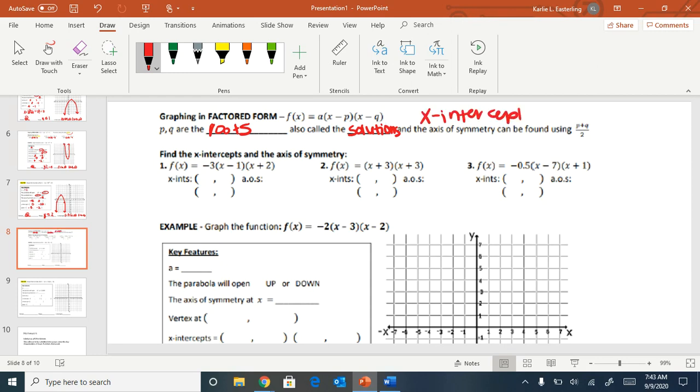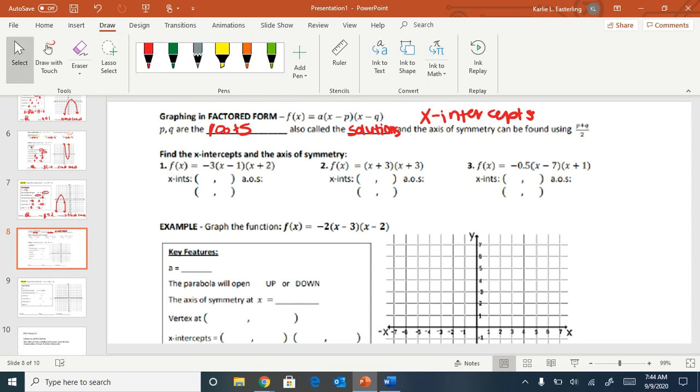So I think I said this in class. I don't remember if I said it on the video last week, but on the ACT, they could ask you for the solutions of an equation. And all they're asking for is the x-intercepts. They could be asking you for the roots. And again, all it is is the x-intercepts. It's just a more fancy word.